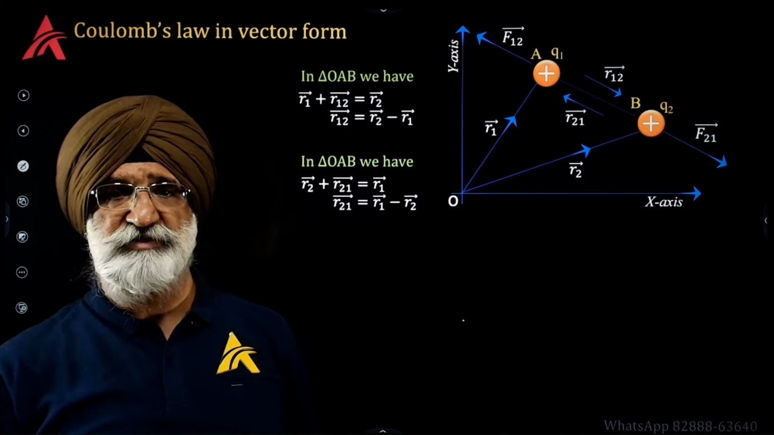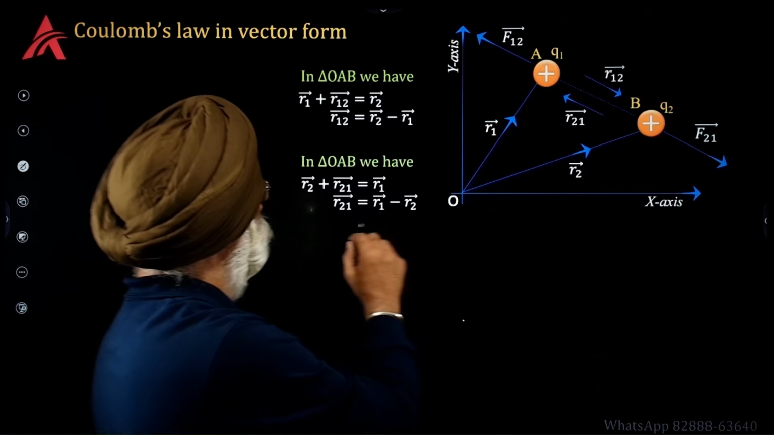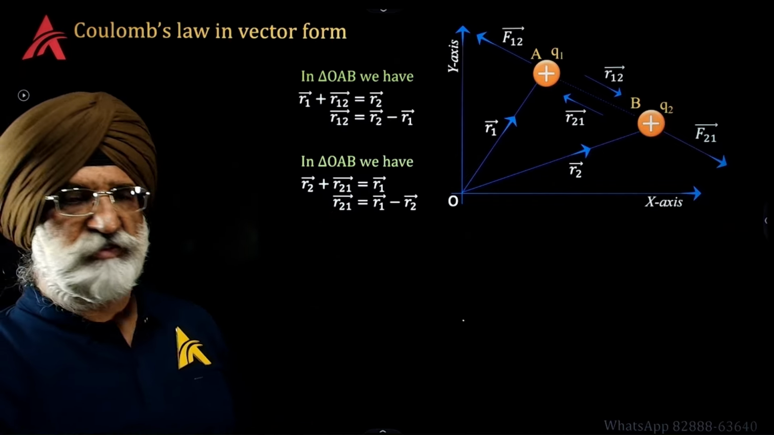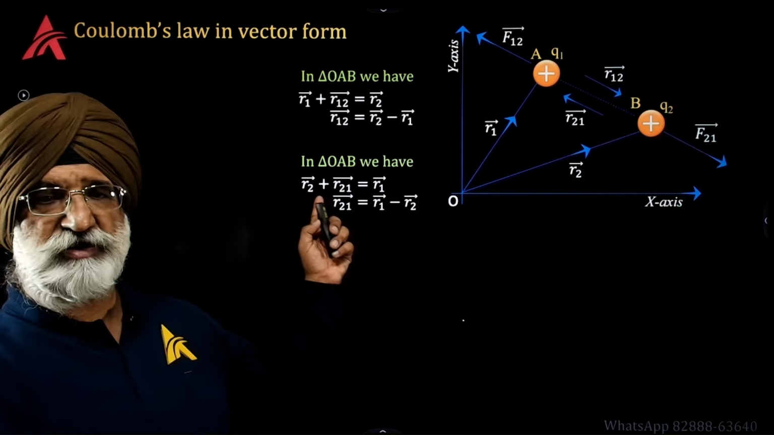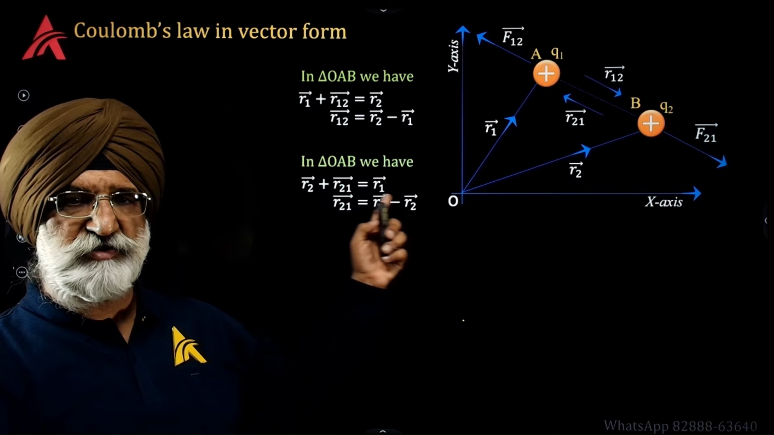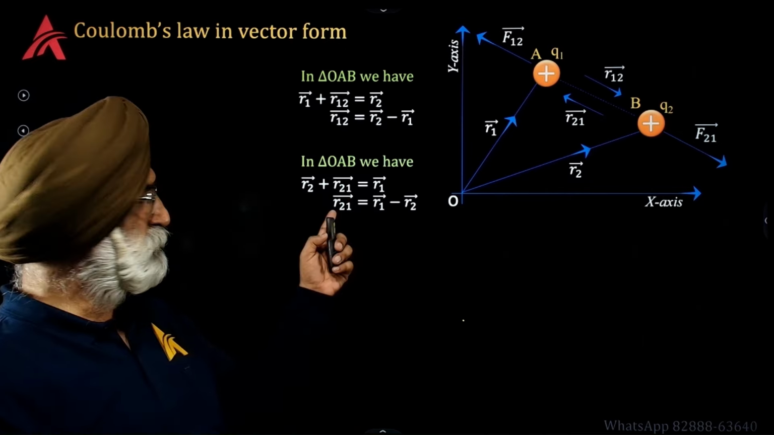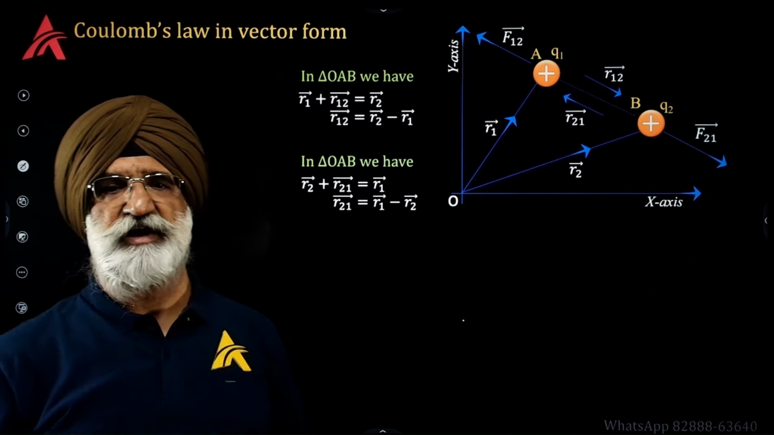Similarly, we can take up the same triangle OAB. R2 plus R21 is equal to R1. R2 and R21 are the vectors which are taken in the same order, and in this case R1 is the resultant. R21 can be written as R1 minus R2.